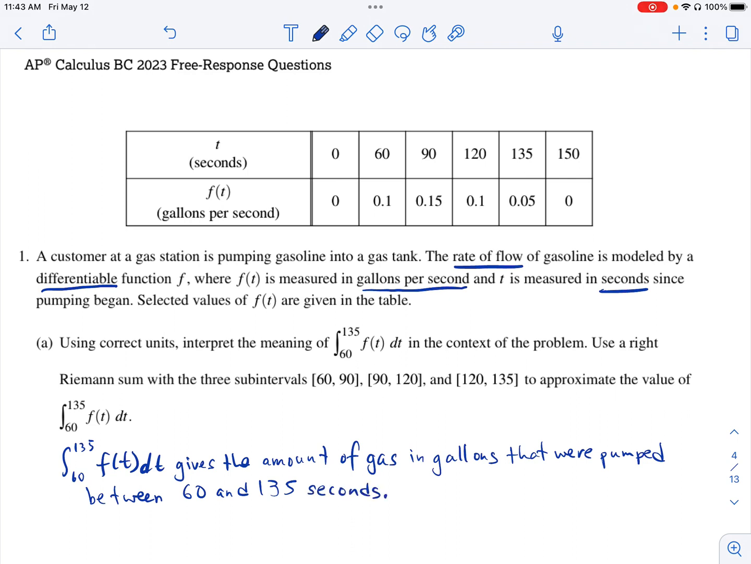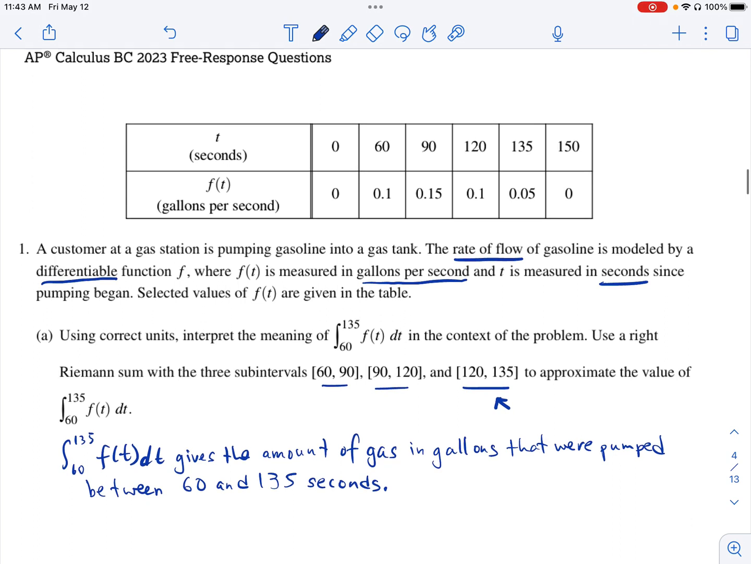Then it asks us to actually approximate that value using a right Riemann sum, and it's giving us these three subintervals from 60 to 90, 90 to 120, and 120 to 135. And this was the part that I initially glossed over because I was a little bit in a hurry. But you should notice here that this interval has a width of 15. So each subinterval does not have the same width. So we're going to go ahead and find that approximation.